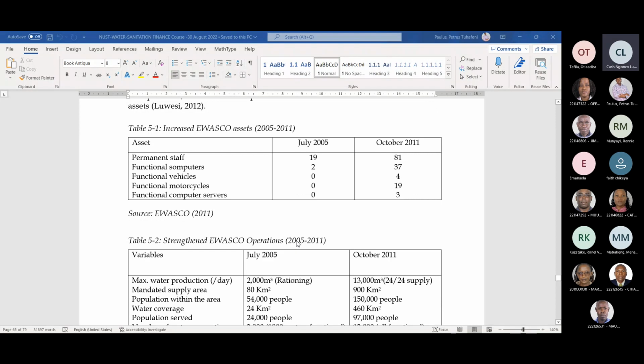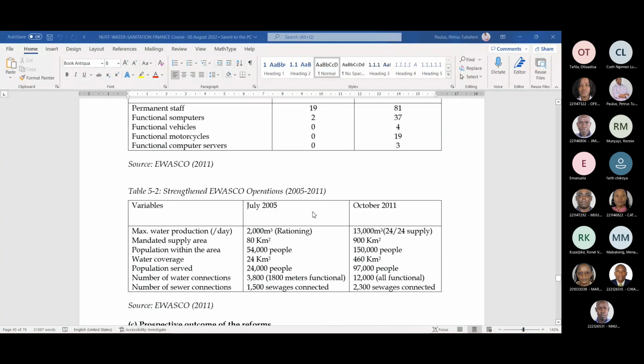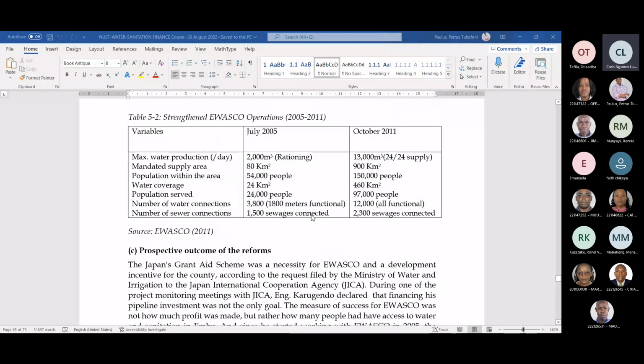In 2005, the company was only able to supply 2,000 cubic meters per day. But in 2011, they were able to supply 13,000 cubic meters. The area supplied in 2005 was 80 square kilometers, but in 2011 it was extended to 900, 10 times the area. 54,000 people were supplied in 2005, but we have now 150,000 people supplied in 2011. So you see how the company emerged and became one of the interesting companies.